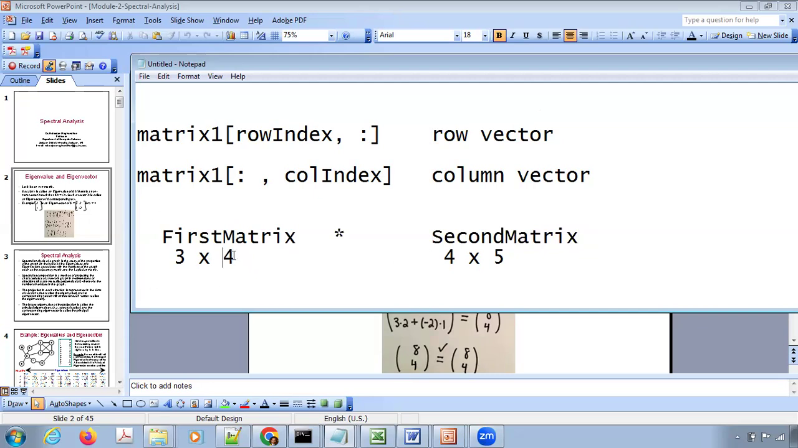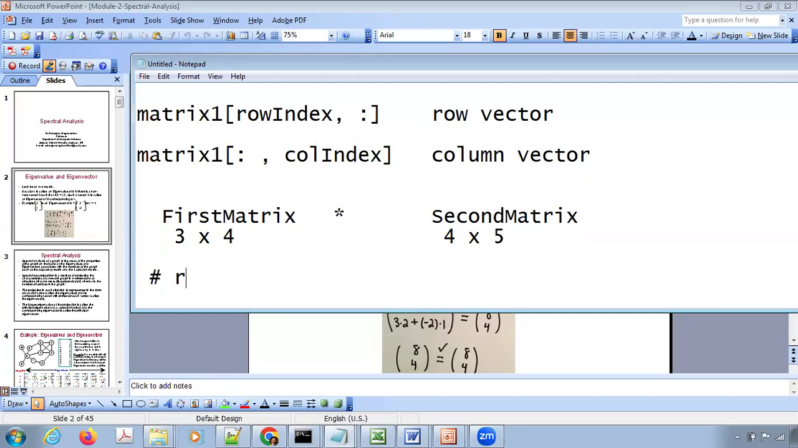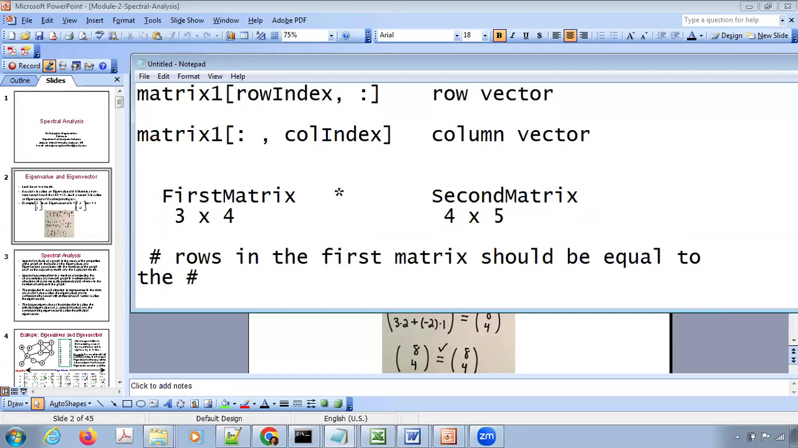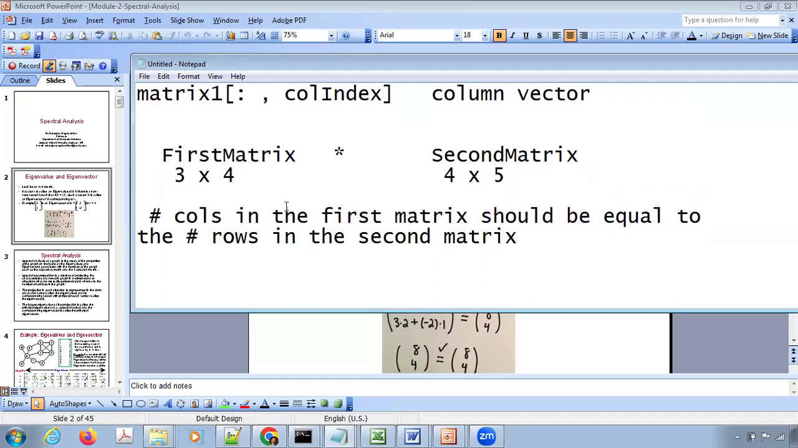So the number of columns in the first matrix should be equal to the number of rows in the second matrix. This should be the condition that needs to be satisfied. The number of columns in the first matrix should be equal to the number of rows in the second matrix. So for two matrices to be multiplied, this should be the condition.